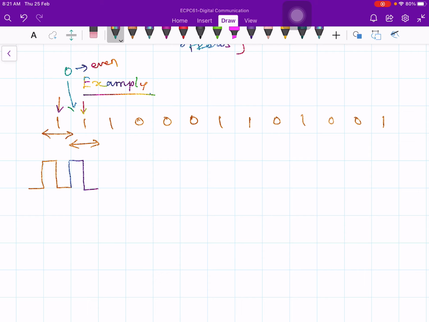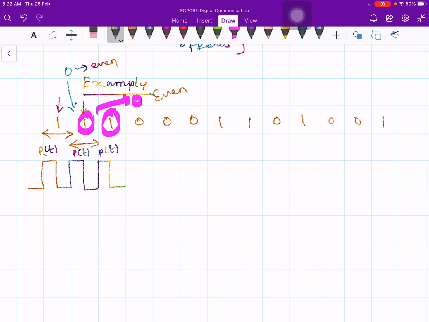So there is no change in polarity. This is p of t, and here also p of t. And then between this one and this one, how many zeros are there? 0 number of zeros. So again 0 is an even number, right? 0 is an even number. So transmit P of t. So this guy also P of t.